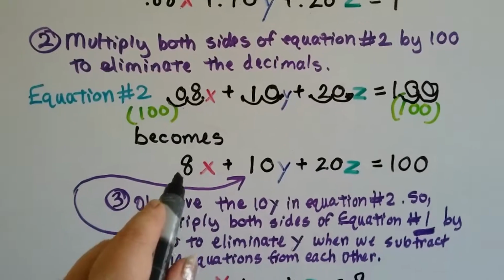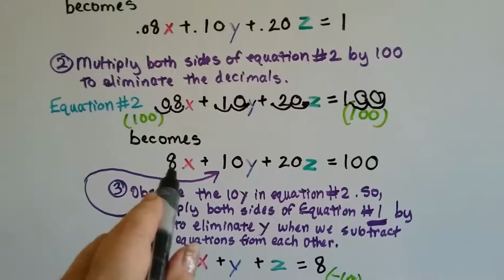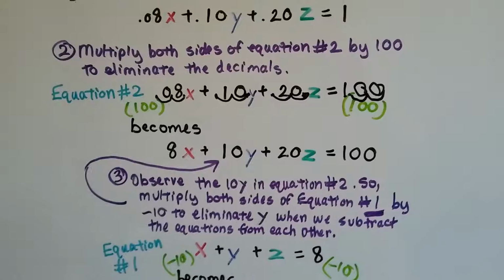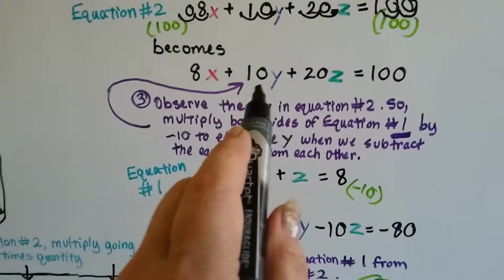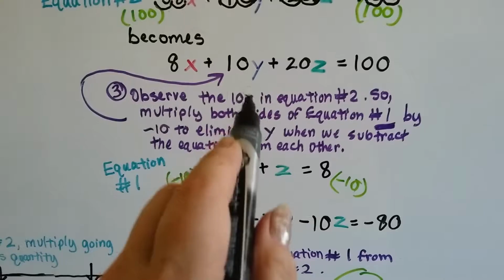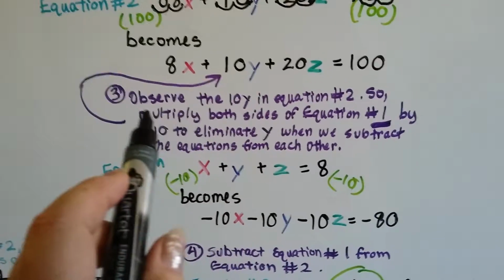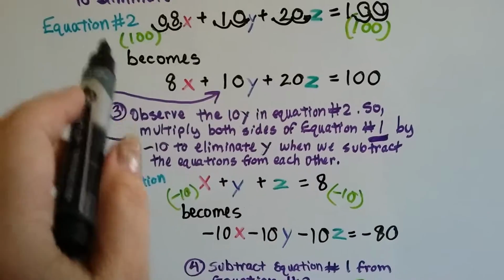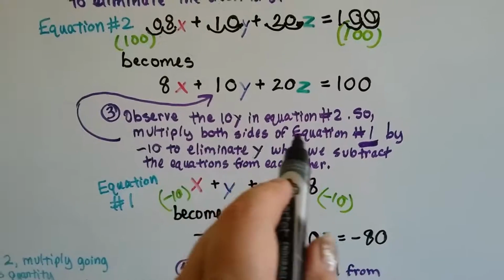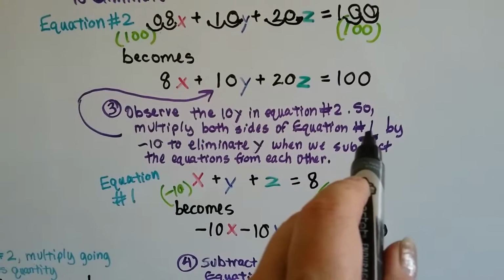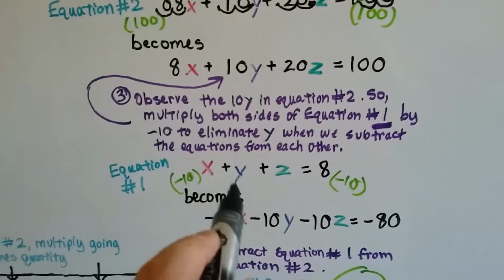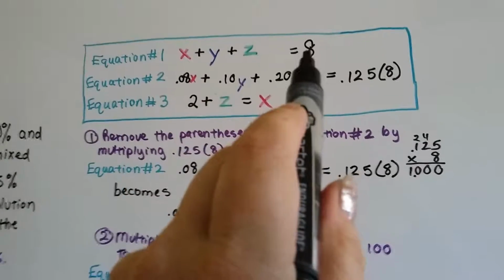So now this is our new equation. Equation 2 became this. It's now 8x plus 10y plus 20z equals 100. I want you to look at this 10y right here. See that 10y? Well, it's of some big interest to us because this 10y in equation 2, remember this is equation 2, see? If we multiply both sides of equation 1 by negative 10, we'll be able to eliminate the y, because equation 1 right now is just x plus y plus z equals 8.